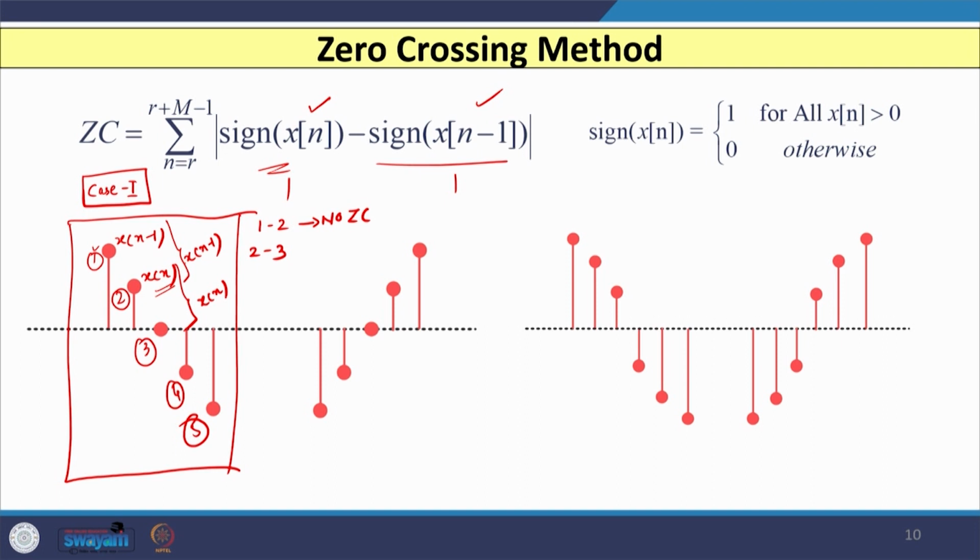So, you will have 0 minus 1. So, again mod of 1, that is 1. So, you will have a zero crossing. Same way, so you have a zero crossing.